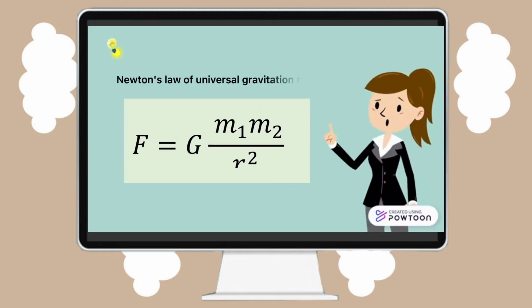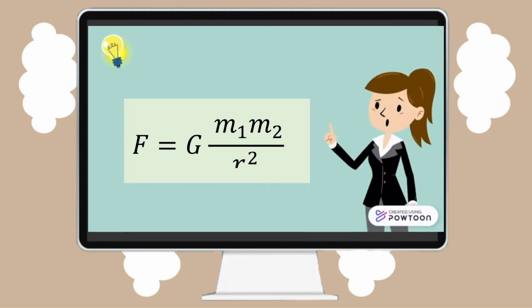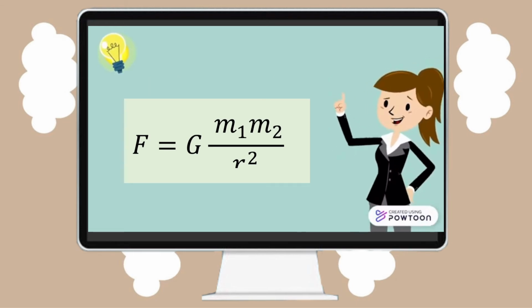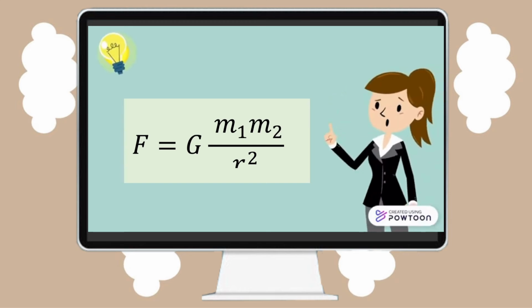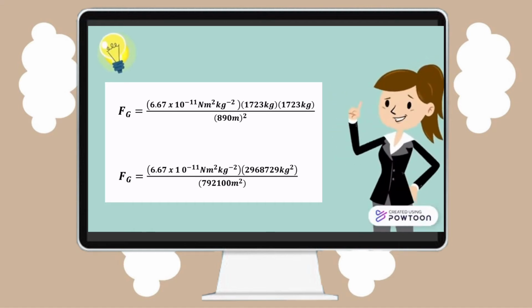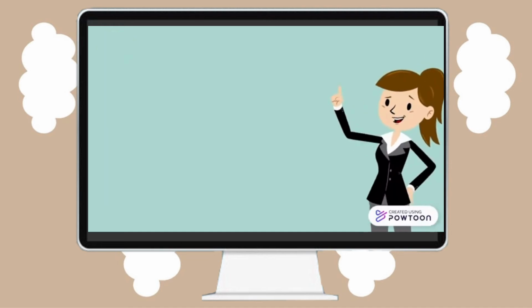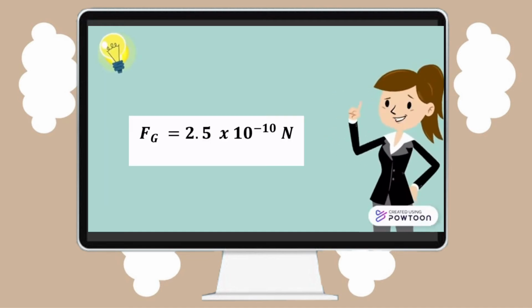To answer this question, we use the universal gravitation formula F equals G m1 times m2 over r squared. Substitute all the given constants, satellite masses and distance into this formula to calculate the answer. We know that the force between the two satellites is 2.5 times 10 to the power negative 10 Newton.